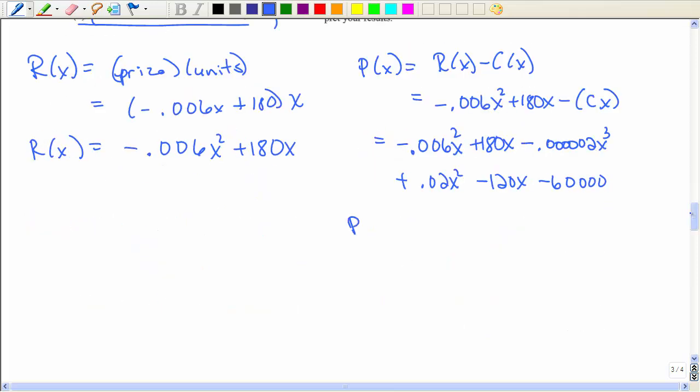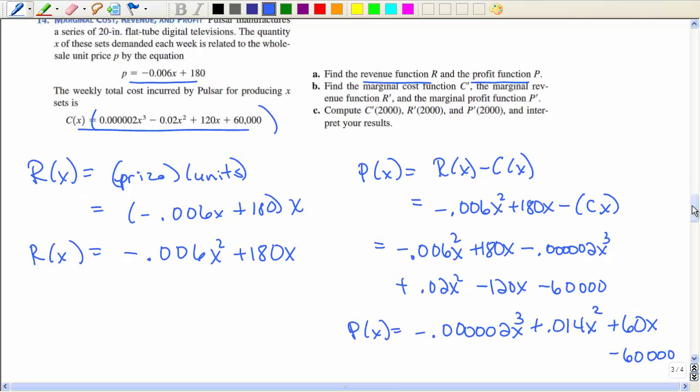So let's see if I can clean that up. 3, 4, 5. I hope I've not missed any zeros. Okay, I think that's my profit function, as long as I've not missed any zeros.